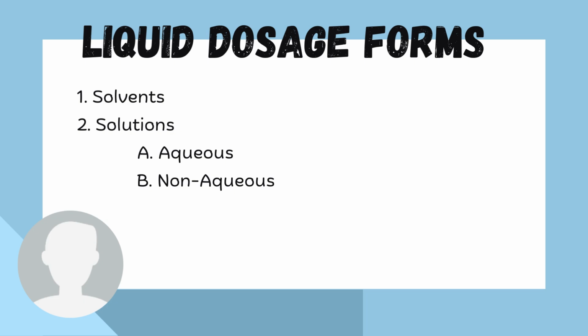Common examples of solvents include water, the most common and safest solvent, especially for oral preparations. We also have alcohol, often used to dissolve drugs that are not suitable in water, and then glycerin, used for its sweet taste and viscosity. We also have propylene glycol, also used as a co-solvent. So the choice of solvent depends on the drug solubility, stability, and route of administration.